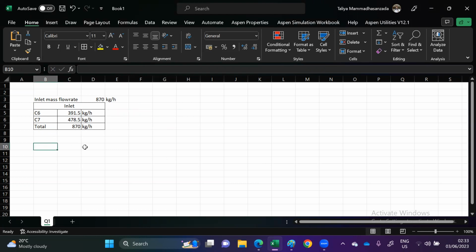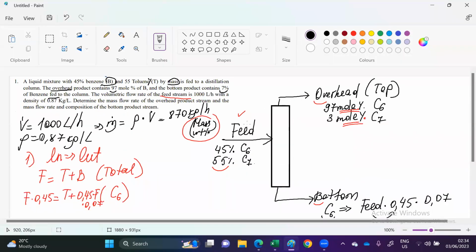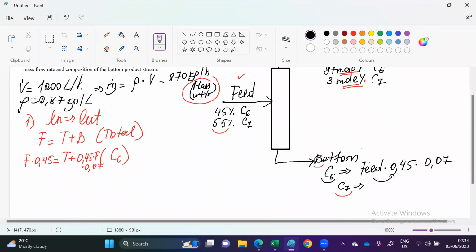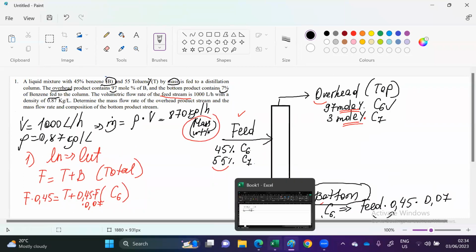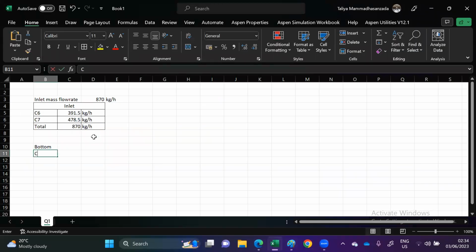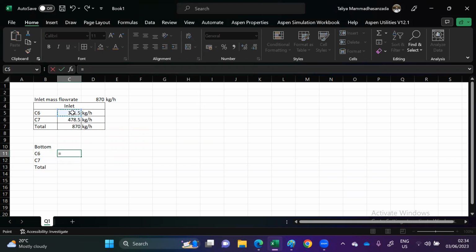Can we find the outlets? We need to define the outlets. So what are we given for the next steps? For example, we can define the bottom C6, and after determining this one, we can easily find the top product, right? Let's do it. In the bottom we have again C6, C7, and total. Its value, as we said, is 7% of the benzene in the feed. It means the benzene in the feed multiplied by 0.07, right? It will be kilogram per hour again.